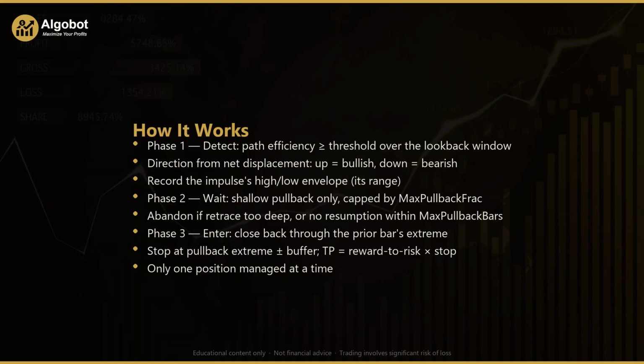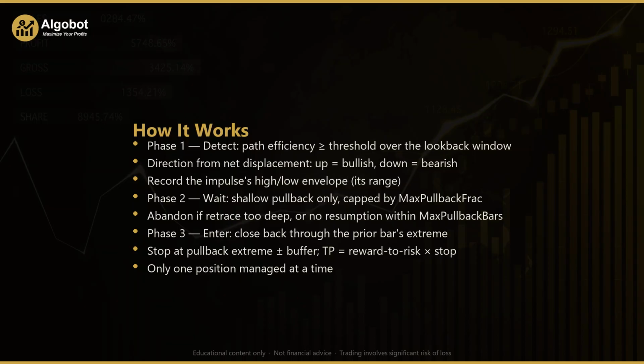The sign of the net move decides direction. Net upward displacement marks a bullish impulse and arms the EA to look for a long. Net downward marks a bearish impulse and arms it for a short. At this moment, it also records the highest high and the lowest low of the impulse. That's its envelope, or range.